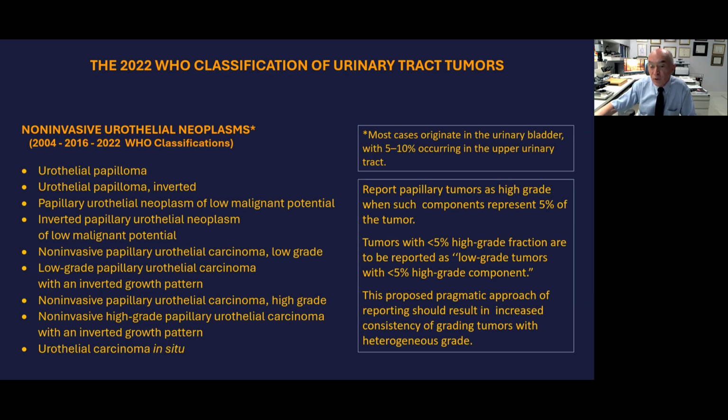Now, the reporting of the grading has been reduced to only low grade and high grade. However, in some cases the tumors can have fractions that may be interpreted as high grade. If the tumor has less than 5% high-grade fraction, it needs to be reported as a low-grade tumor with a less than 5% high-grade component. And this is more acceptable and more realistic.